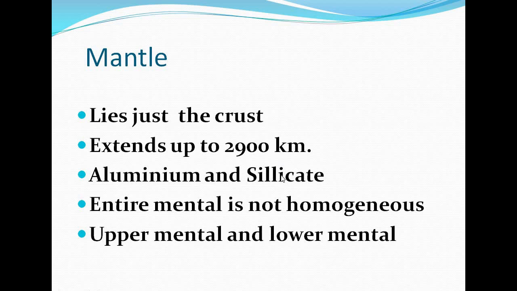The two main components included in the mantle layer are aluminium and silicate. The entire mantle is not homogeneous, which means the features are not the same, and it is further divided into two parts, the upper mantle and the lower mantle. Understood? Now we will discuss the third layer. What is the third layer? Yes, core.